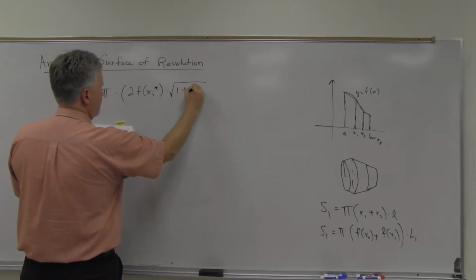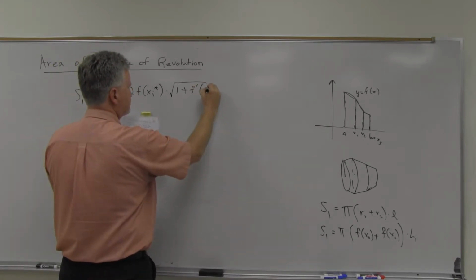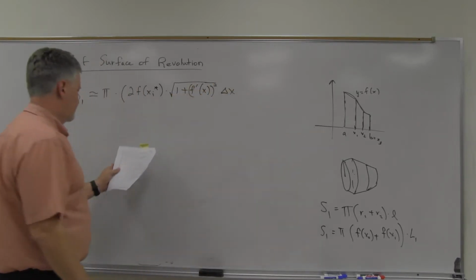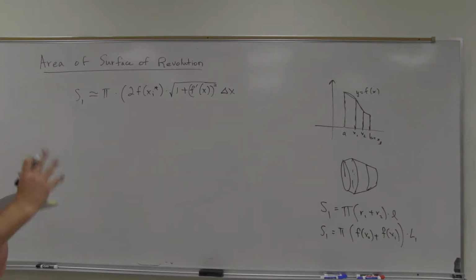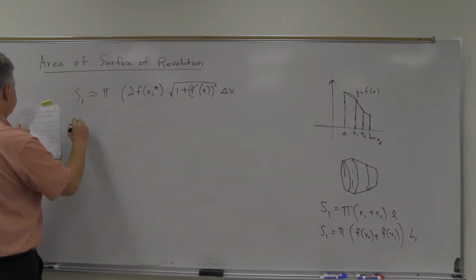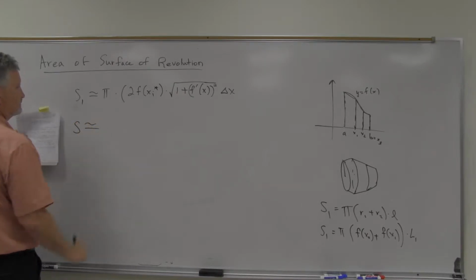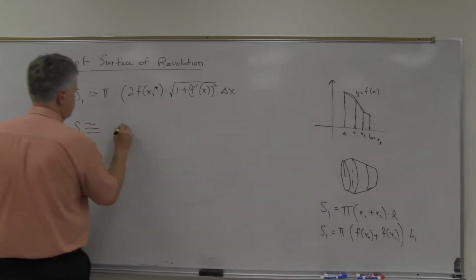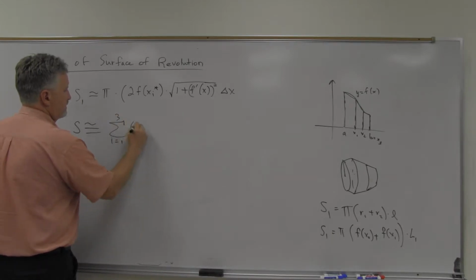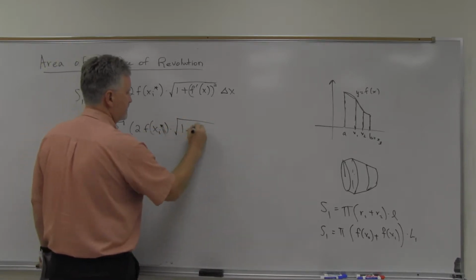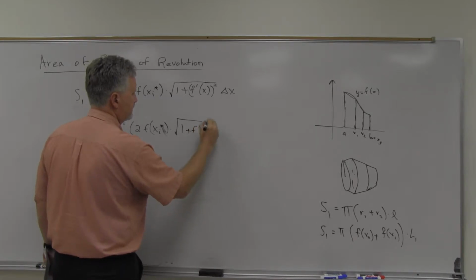And then from our arc length discussion, arc length is the square root of 1 plus the derivative squared dx from previous work. So we put all 3 of them together, then we've got the sum of the total surface area. So that gives us the surface area of 1. We add all 3 of them up, i equals 1 to 3, 2 f of x sub i star, square root of 1 plus f prime of x sub i star squared, delta x.